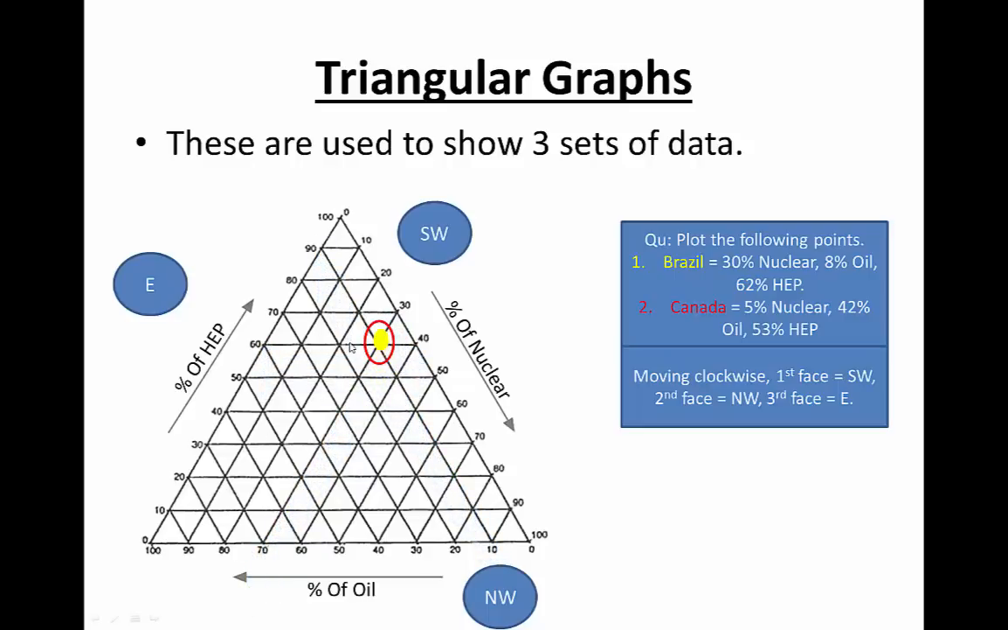And this is going to show the percentage of nuclear energy being used, which is 30, as we can see moving down from the southwest side. We can also see the percentage of oil being used, which is 8, and the percentage of hydroelectric power being used.